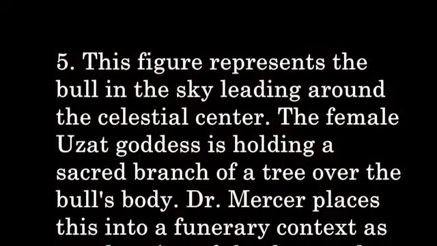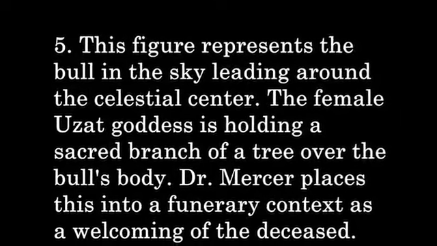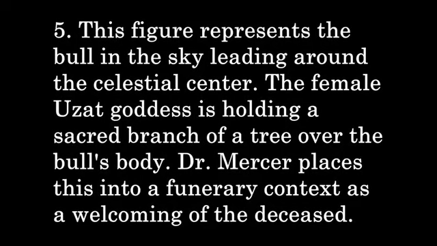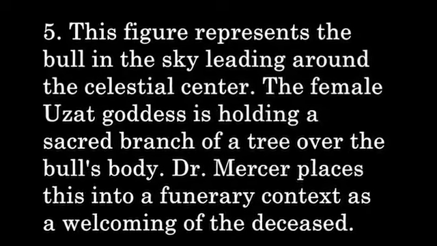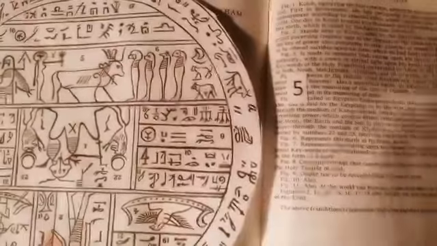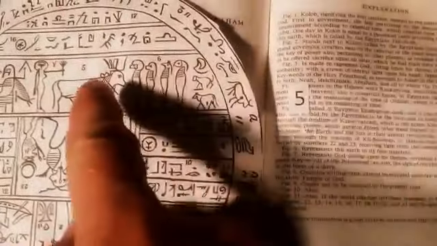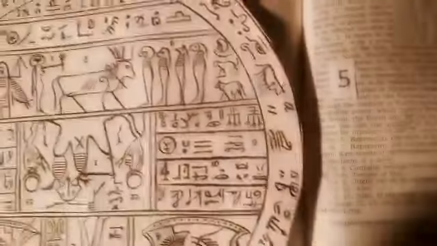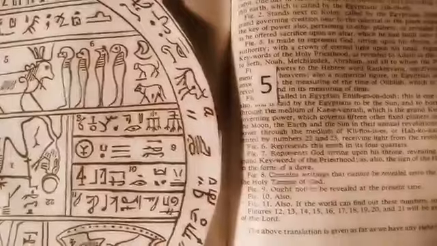This figure represents the bull in the sky, leading around the celestial center. The female Uzat goddess is holding a sacred branch of a tree over the bull's body. Dr. Mercer places this into a funerary context as welcoming the deceased. So once again, the pagans and the Egyptologists are going to translate this into mythology. But Joseph Smith is going to translate it back into a biblical context. So am I just assuming things here, or does figure number 5, which matches a bull which represents Joseph, translate into a biblical understanding with the number 5?